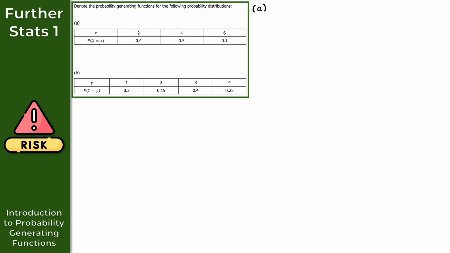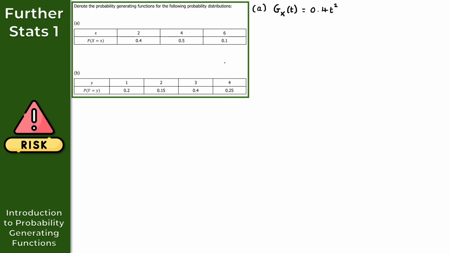So for part A then, we've got this probability distribution given here, and we're working with the random variable x. So for the PGF here, this will be g of x in terms of t. So this is equal then to some polynomial. So how do we derive the polynomial here? Well, for the coefficients, they're given by the probabilities here. So we've got 0.4 to begin with, and then we times this by t to the power of x. So if x is equal to 2, we get 0.4 t squared. Nice and straightforward. That gives me my first term.